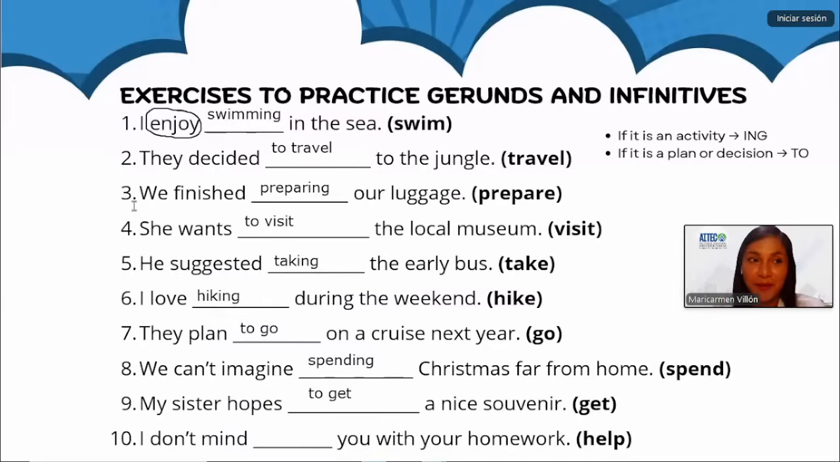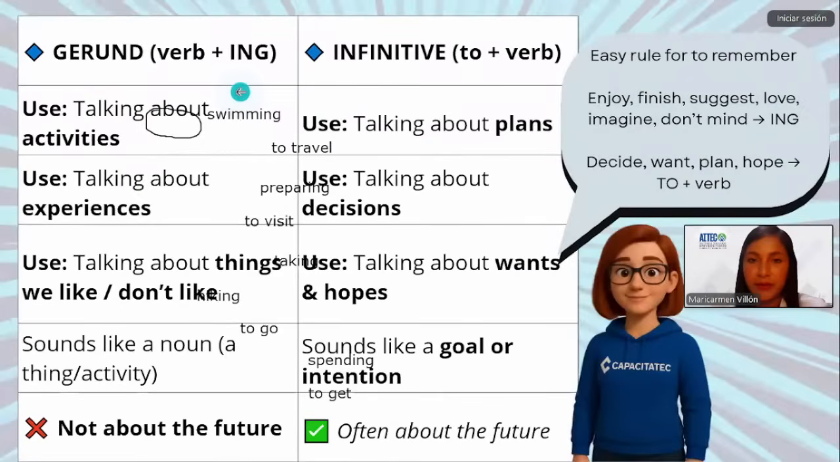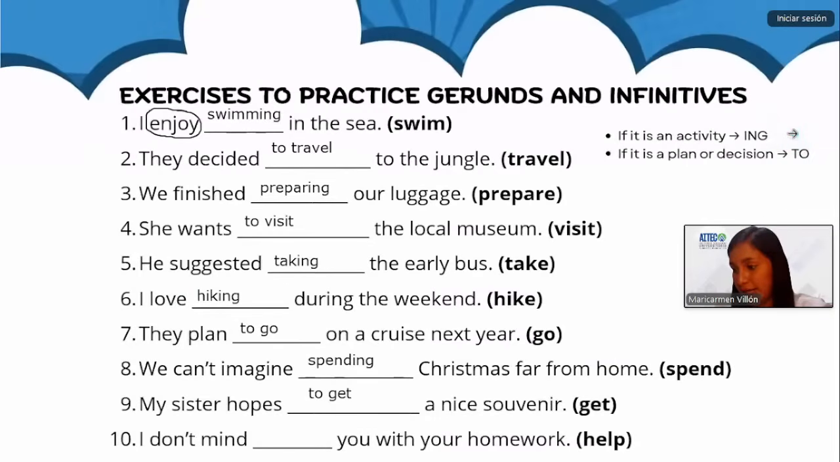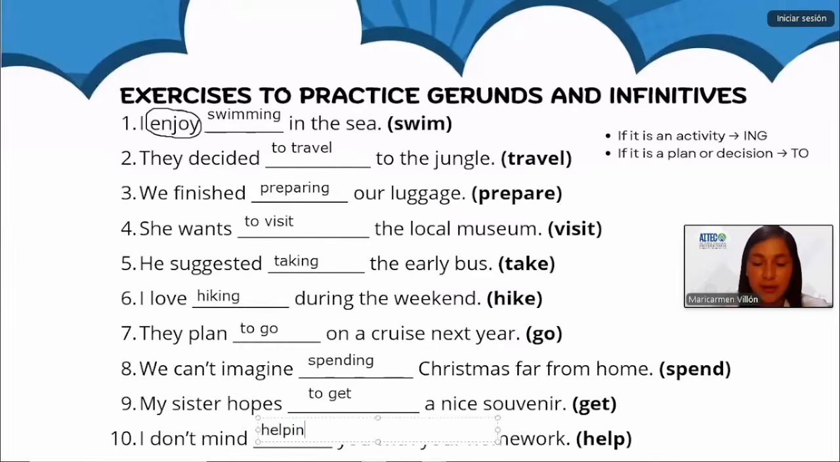Ajá, recuerden el cuadrito anterior. Eso es importantísimo tenerlo interiorizado. Don't mind. Si va a utilizar esta expresión de don't mind, el verbo va con ing. Eso. I don't mind helping. Ok, estamos. ¿Listo? Creo que está súper clarito ahora.